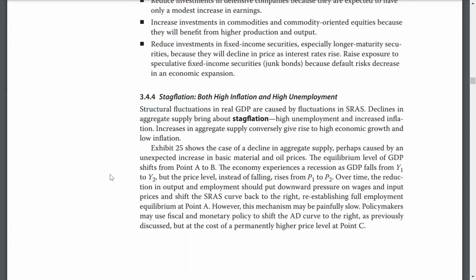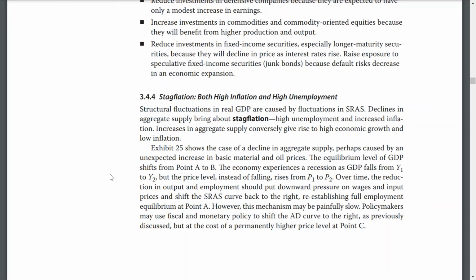The equilibrium level of GDP shifts from point A to point B. The economy experiences a recession as GDP falls from Y1 to Y2, but the price level, instead of falling, rises from P1 to P2. Over time, reductions in prices and employment should put downward pressure on wages and input prices, and shift the SRAS curve back to the right, re-establishing full employment equilibrium at point A. However, the mechanism may be painfully slow.